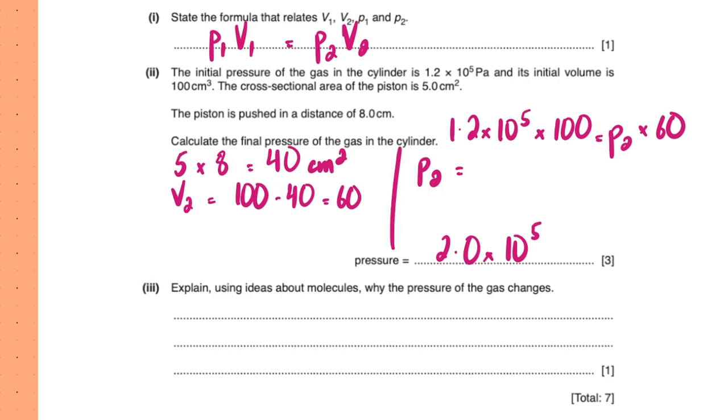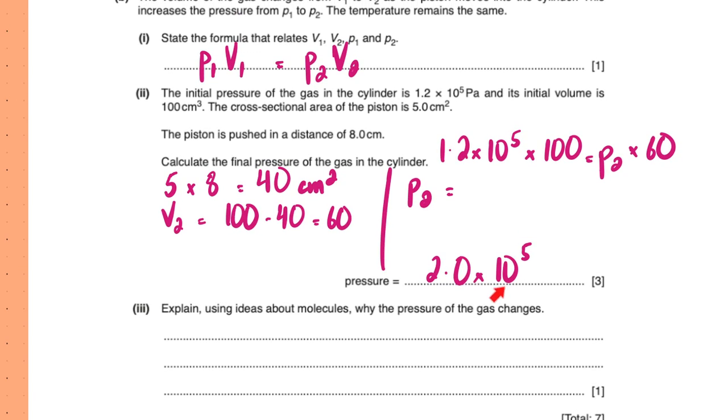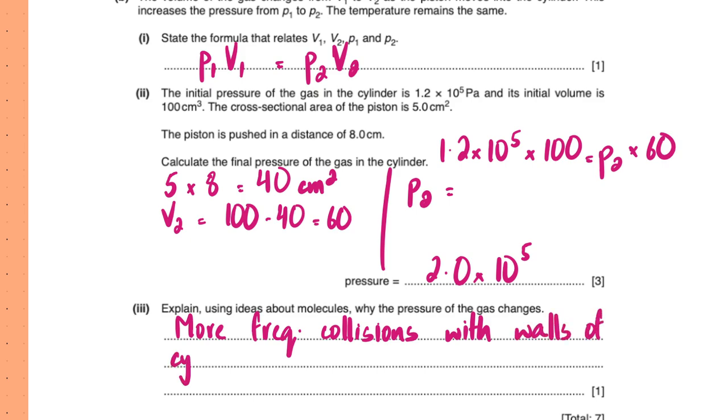Explain using ideas about molecules why the pressure of the gas changes. You can obviously see that the pressure is increasing, and that's because the volume is decreasing. But that's not what you have to say, because the examiner says using ideas about molecules. So you will say that there are more frequent collisions with the walls of the container, right? So in this case, with the walls of the cylinder. Let's now go on to the next question.